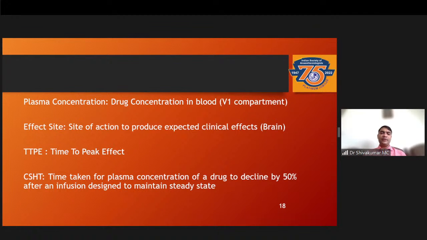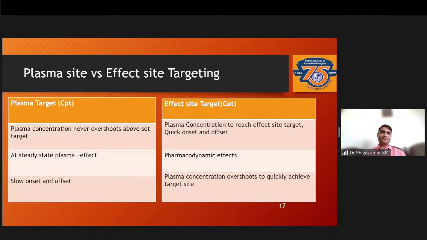The drug which is suitable for target-controlled infusion is the drug which has a lower context-sensitive half-time. If you have a lower context-sensitive half-time, when you stop the infusion the plasma concentration will decline very fast and the patient recovers from the anesthesia faster.